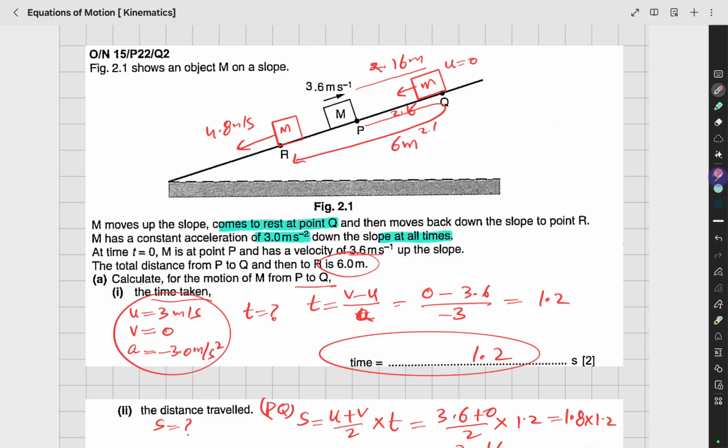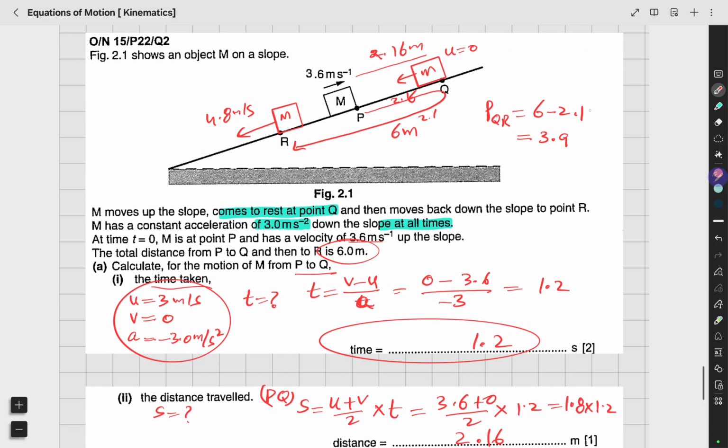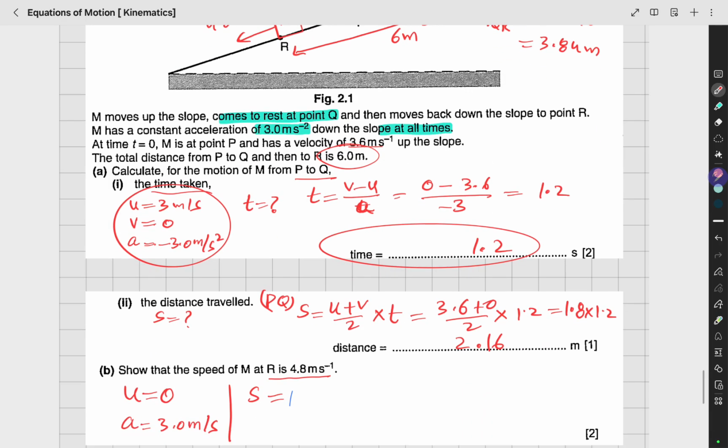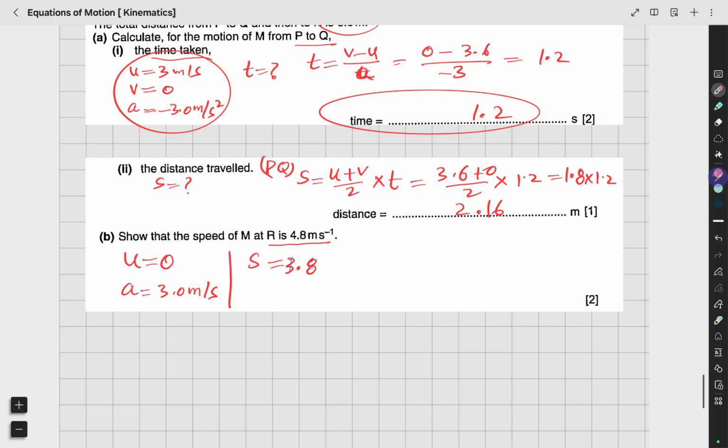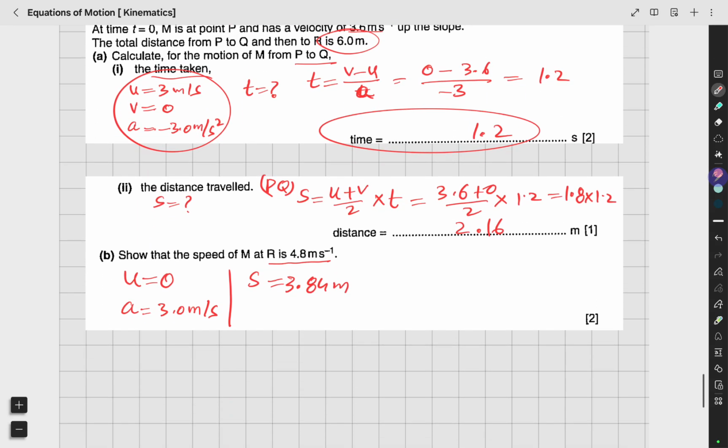Or you can do one thing. We have to find the distance between Q and R. So we just subtract 2.16 from 6. 6 minus 2.16 is 3.84. So it is 3.84 meters. That is the distance from Q to R. That was the tricky part.